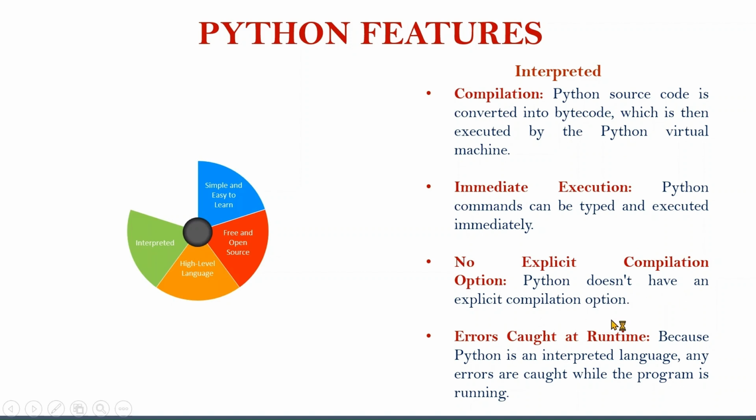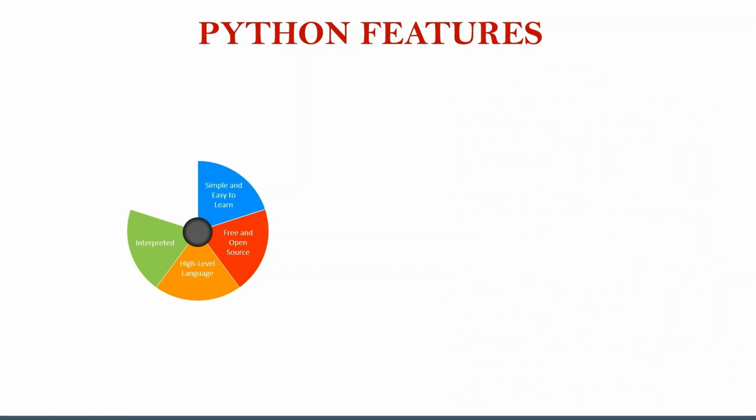So as I said, for Java, we have the javac compiler. Here we don't have any specific compiler; only the interpreter is available, which is doing both. Now, errors are caught at runtime. Because Python is an interpreted language, any errors are caught while the program is running. So only at runtime are you going to get any exceptions, because we don't have the concept of compilation. So we call Python an interpreted language.